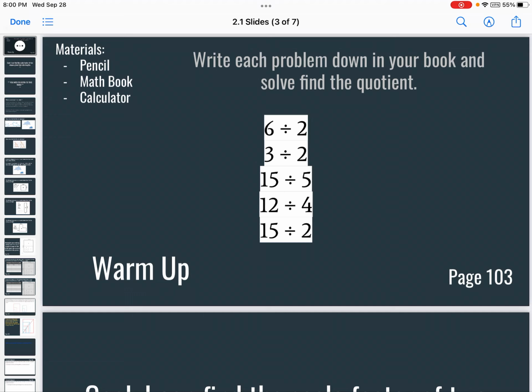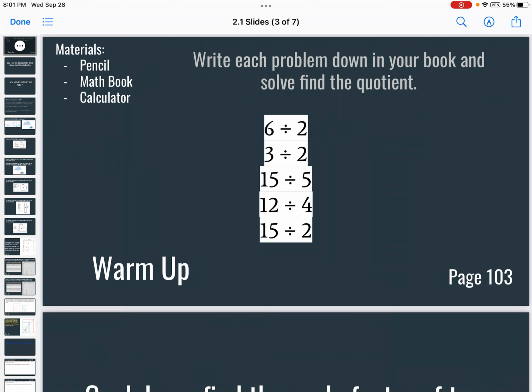So on page 103, we're not going to do the problems in the warm-up that it tells us to do. Go ahead and write these new ones down. And when you have them written down, unpause the video and we'll get started.